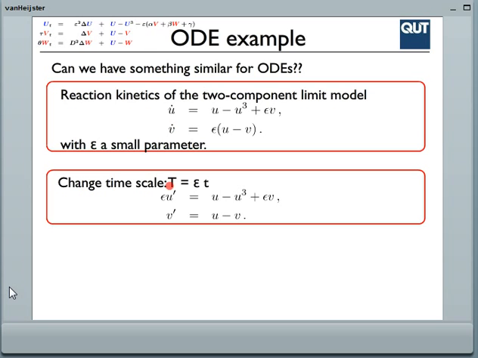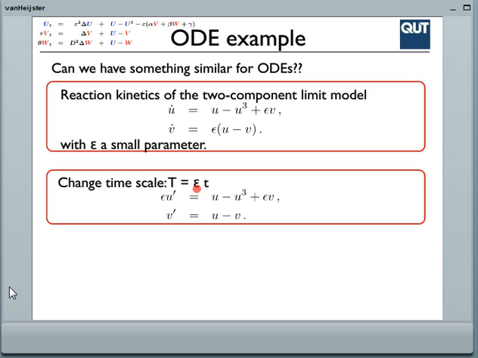We can actually rescale time and make it into a different equation, which is of course equivalent. It's epsilon U prime is U minus U cubed plus epsilon P, and P prime is U minus P. These two equations are equivalent as long as epsilon is not equal to zero. Of course, the idea is, can we set epsilon to zero and still obtain the information?